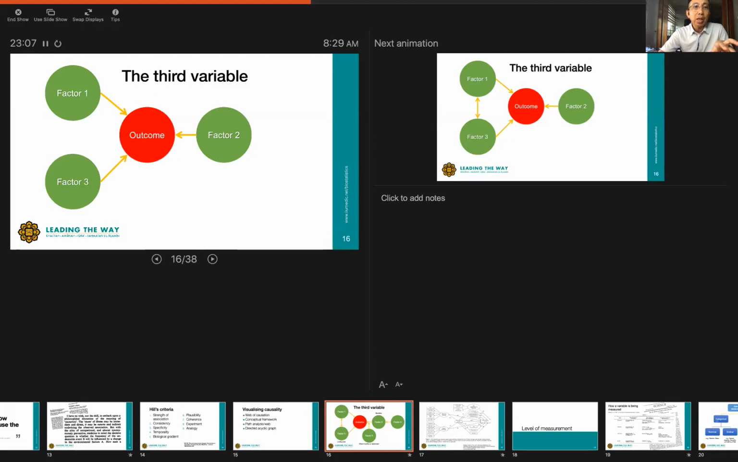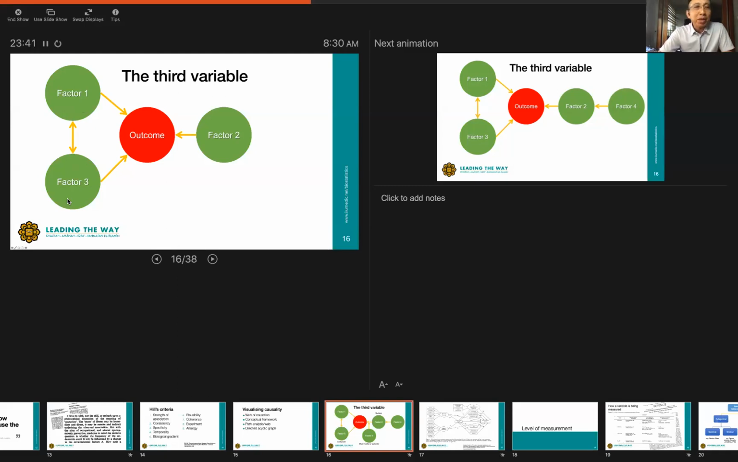I'm talking about multivariate analysis. What do I mean by third variable? Once I have this link, you can see factor 1 affecting outcome, but at the same time, factor 3 has a relationship with factor 1. So somehow they form a triangle of association here, causality. This is what I call the third factor.